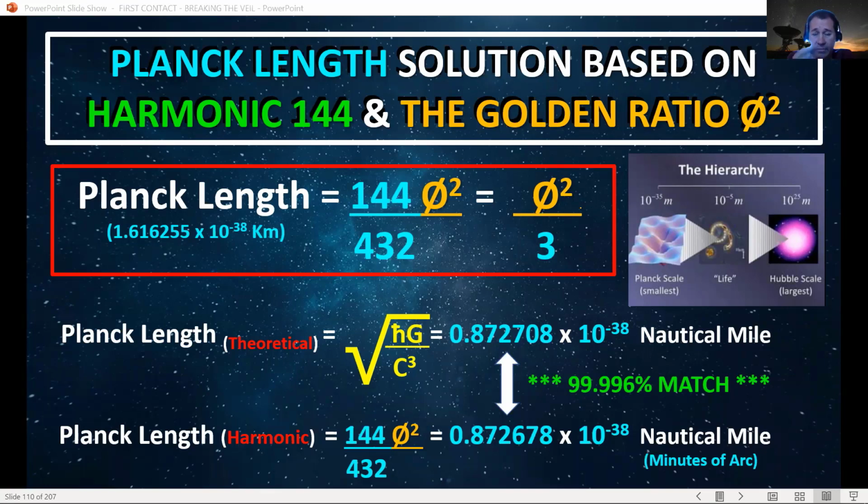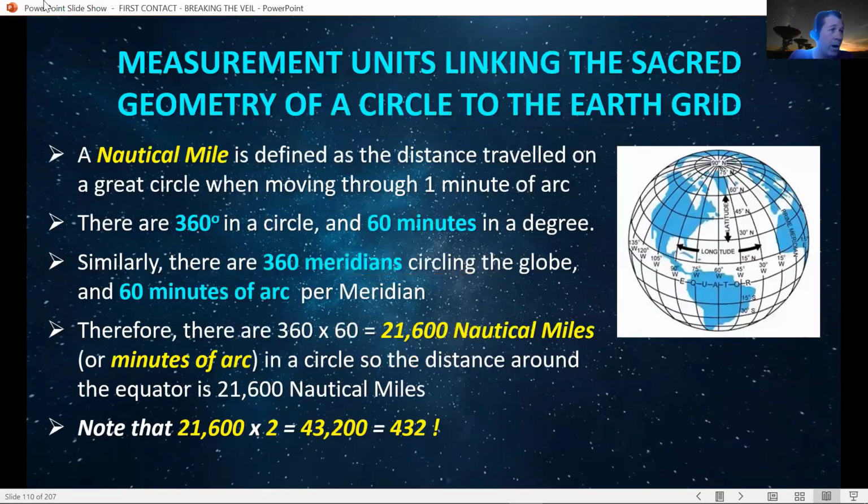I found out that the Planck length itself, once we convert the length into the nautical mile scale, and if you recall, I explained that in the last interview with Grant Cameron, and let me show you here, I do have a slide. Why are we using the nautical mile? It is because the nautical mile links the sacred geometry of a circle to the physical world we live in. For instance, there are 360 meridians circling the globe, and there are 60 minutes of arc per meridian.